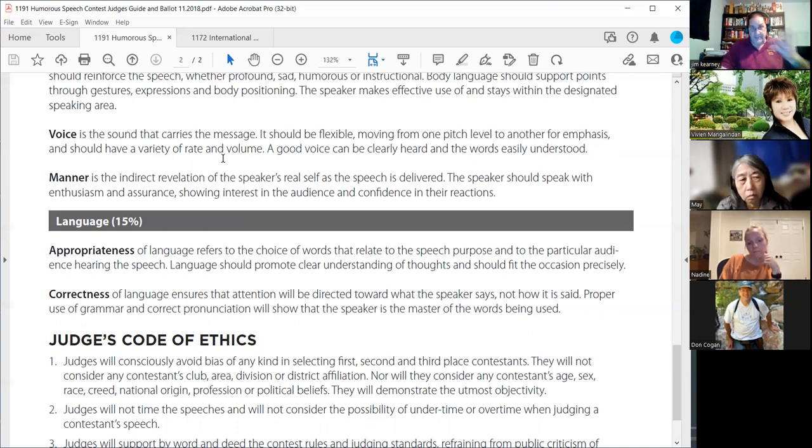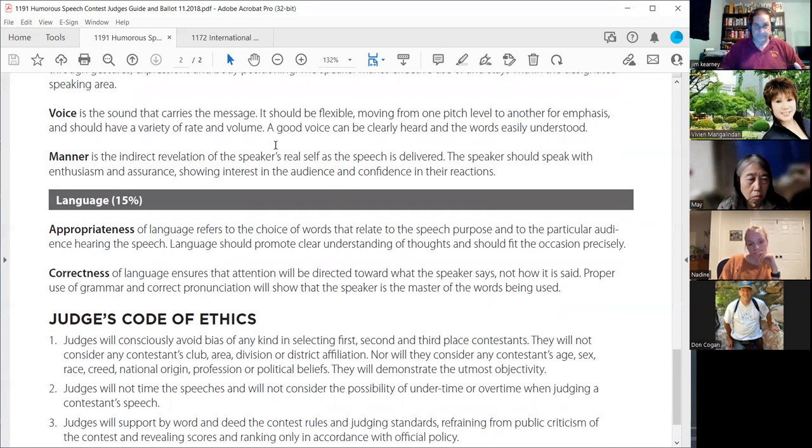Your manner is an indirect way of the speaker showing their real self. A lot of times when you see me speak, several people say, "Oh, Jim, you're always so enthusiastic. You're spontaneous. You get up there and your hands are all over the place." This is the type of thing that we're talking about when we're talking mannerisms.